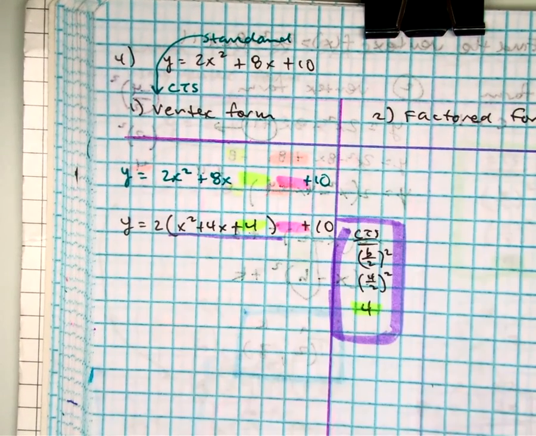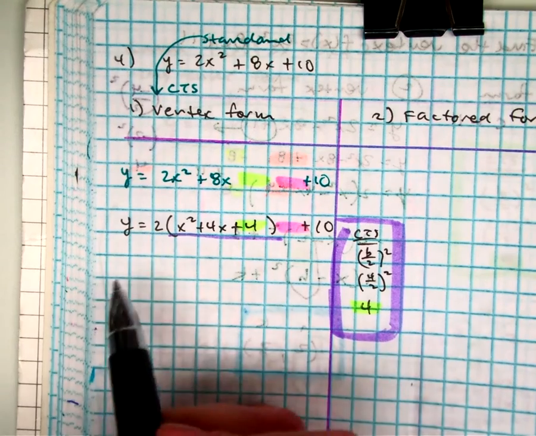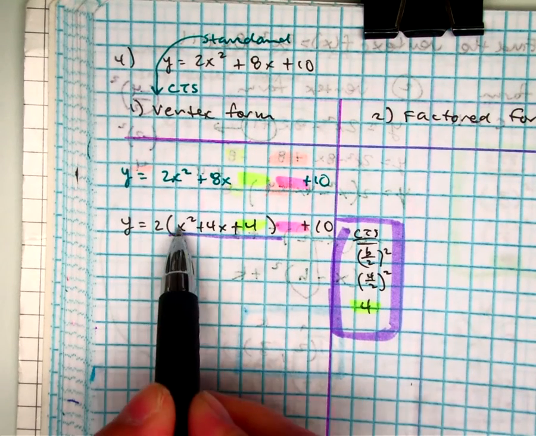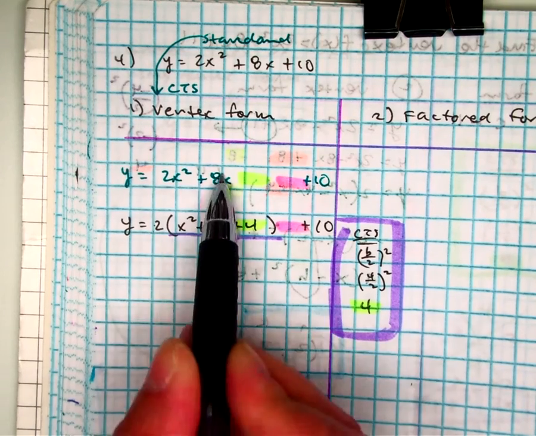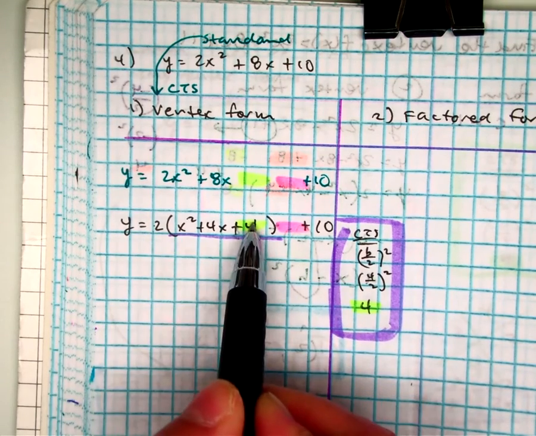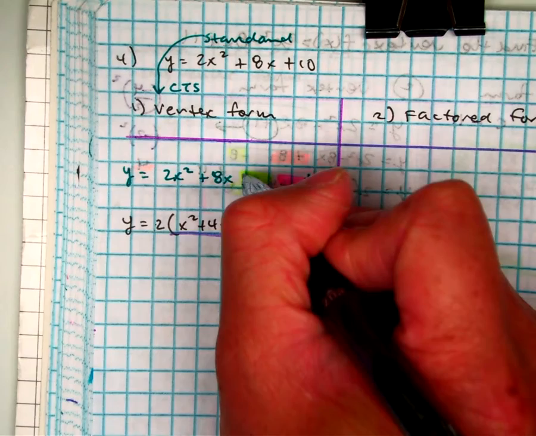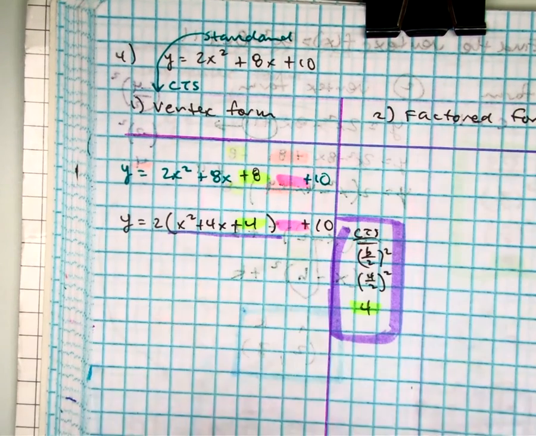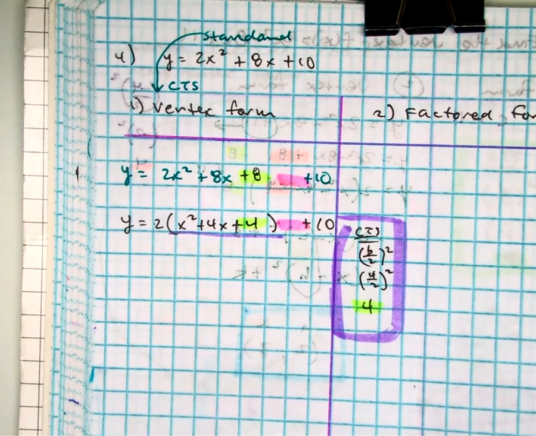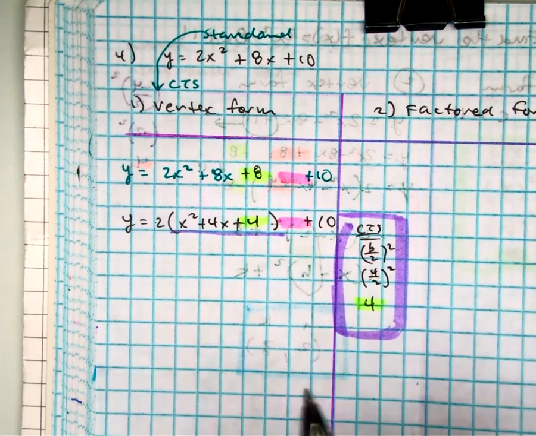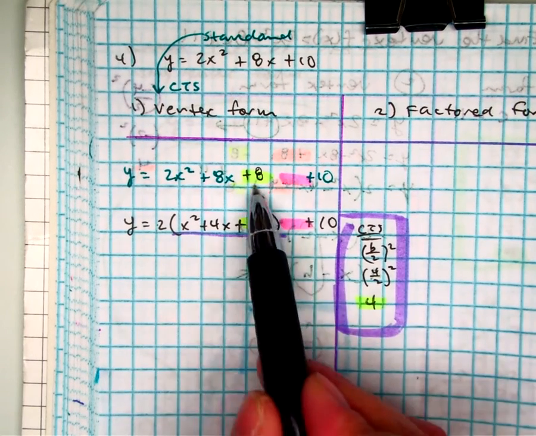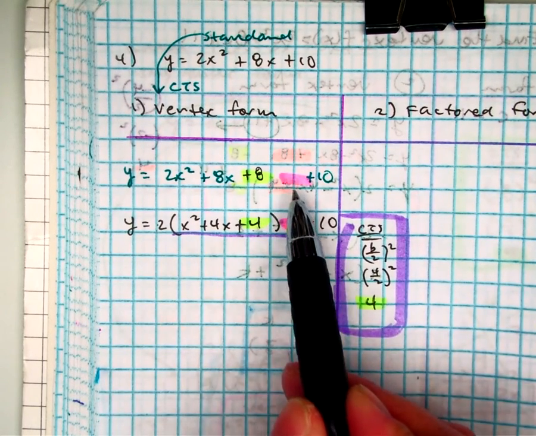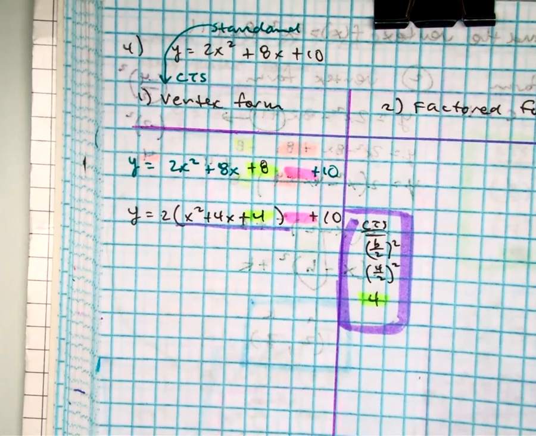Now if we distribute, go ahead and distribute. It's 2x squared, correct, plus 8x plus 8. If this is a positive 8, Natalie, what should I write in the pink? Negative 8.